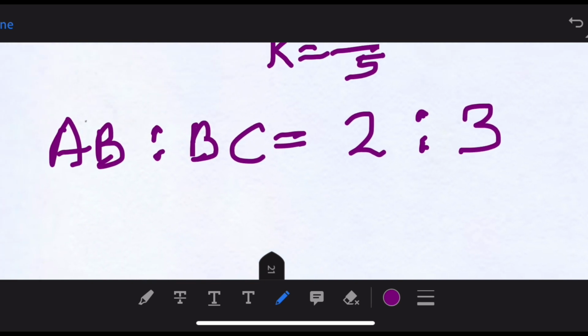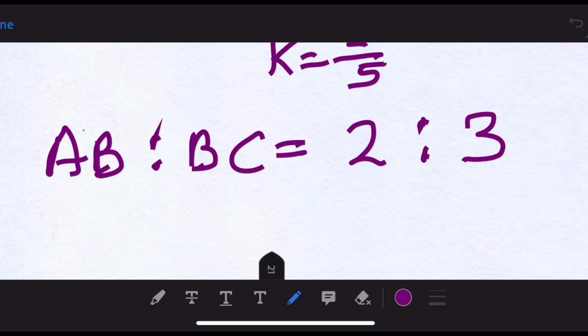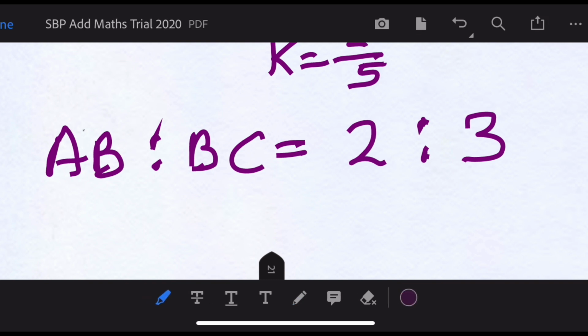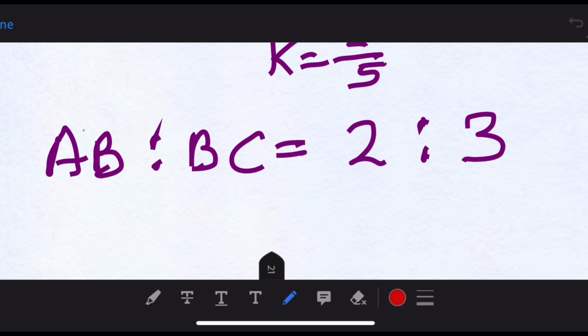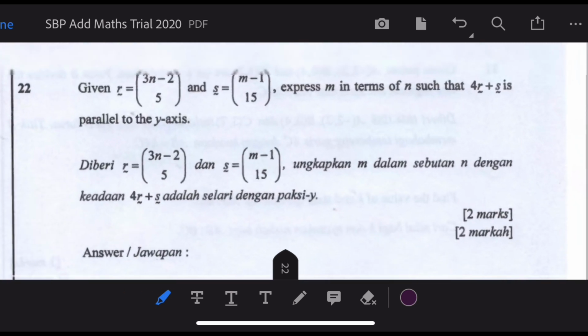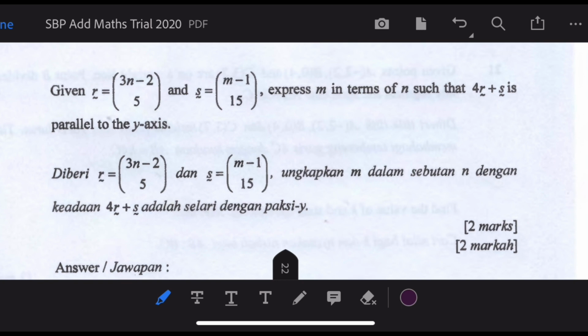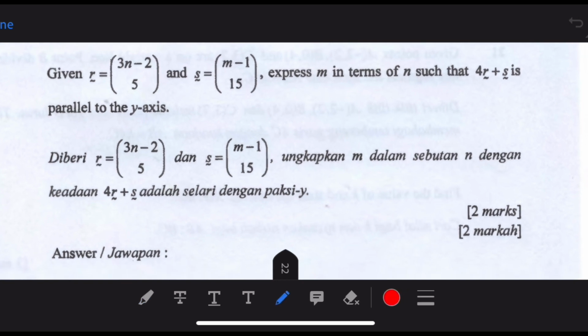So you have to write in ratio form. Do not write in fraction, alright? Because ratio must be in semicolon. Okay, this is about the ratio theorem. So you see for paper 1, each question will have its own way to solve. So it makes the paper 1 become very tough. Okay, let's see, this is vectors.